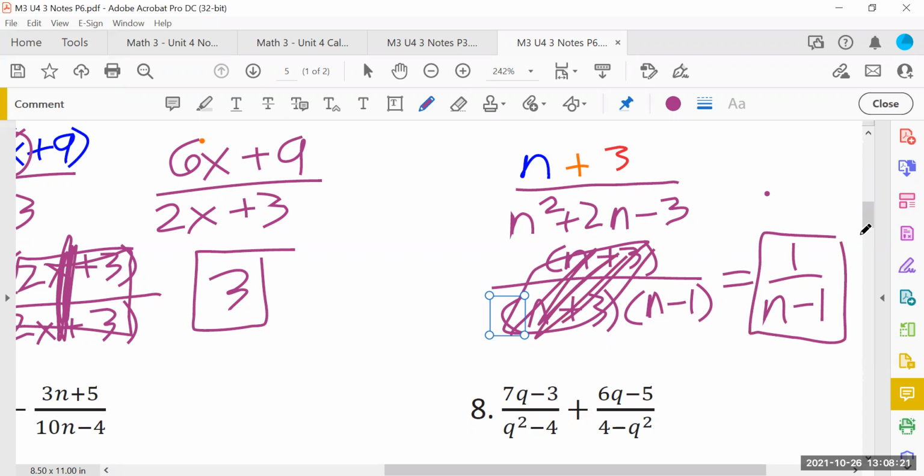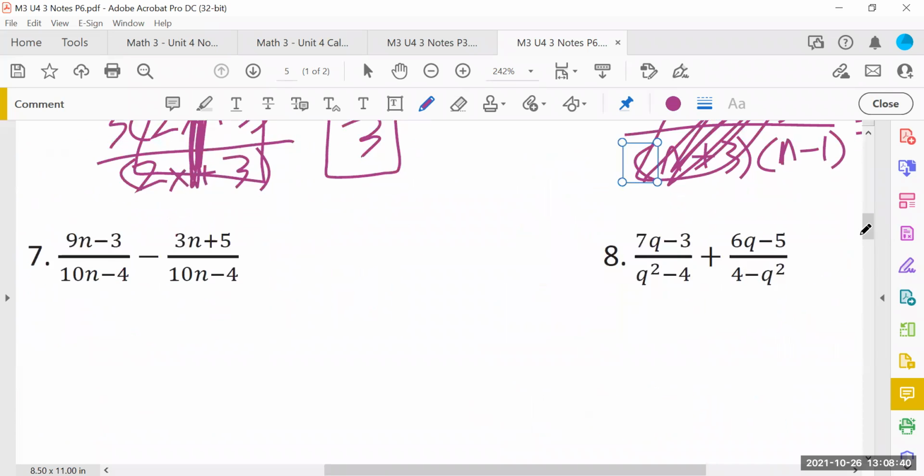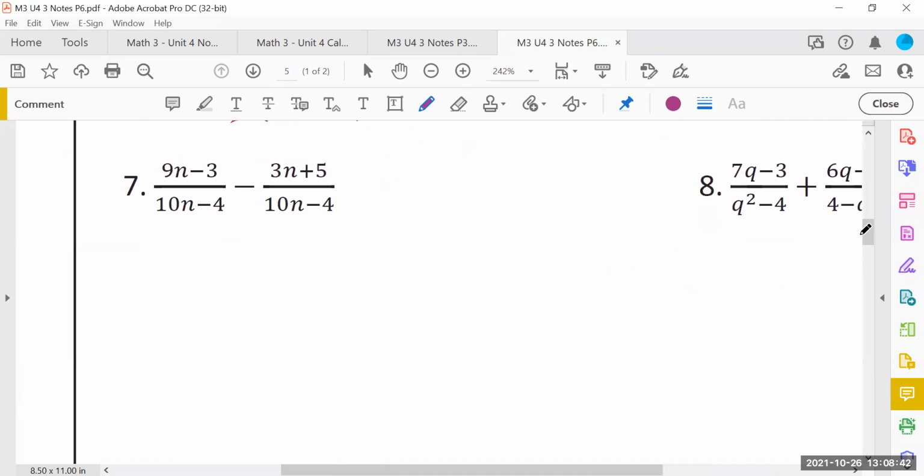One over n minus 1. All right, now in second period, I let them try a subtraction one before I showed this next example, and we had a lot of mistakes on it, which is very typical. This is why instead of having you try it out and find it out yourself, I'm going to show you first and then have you try it.